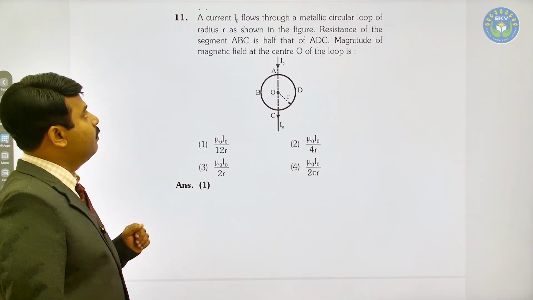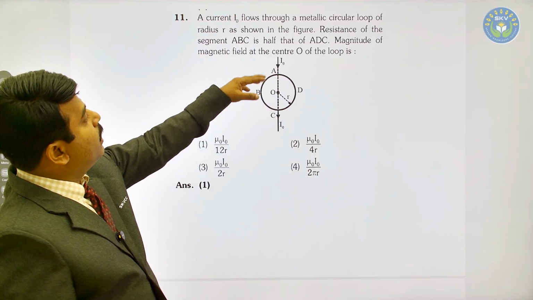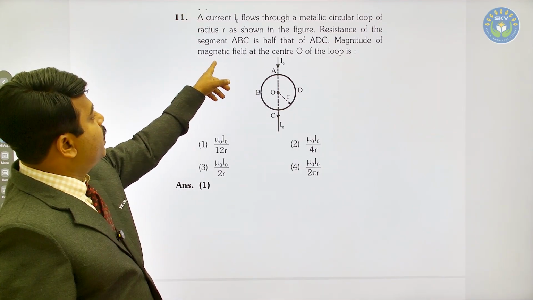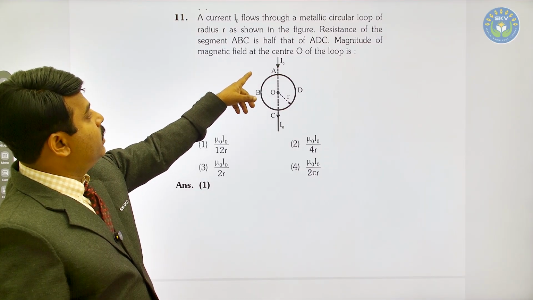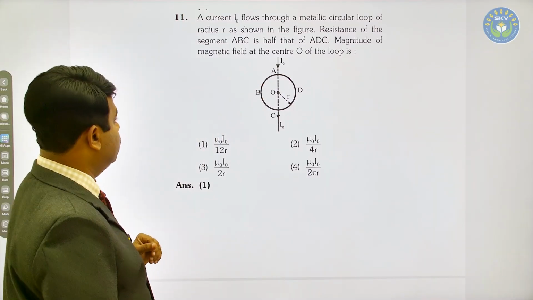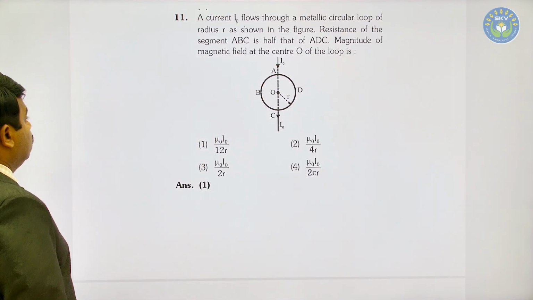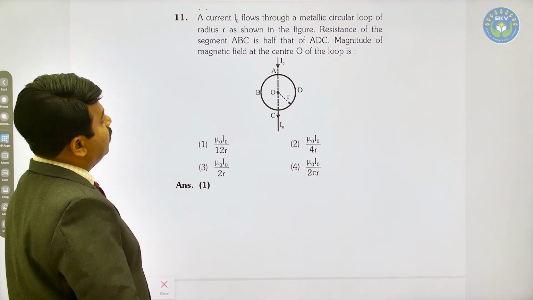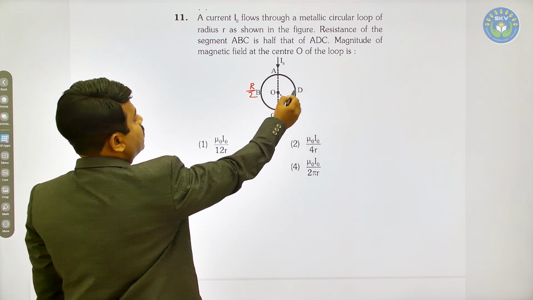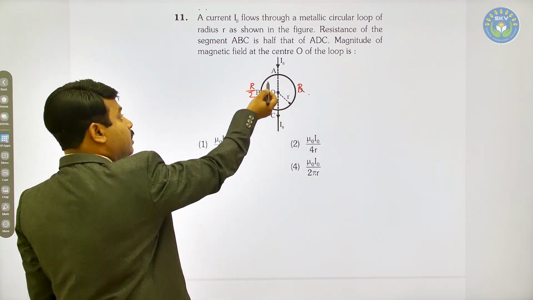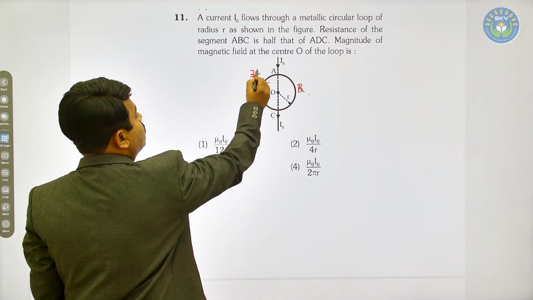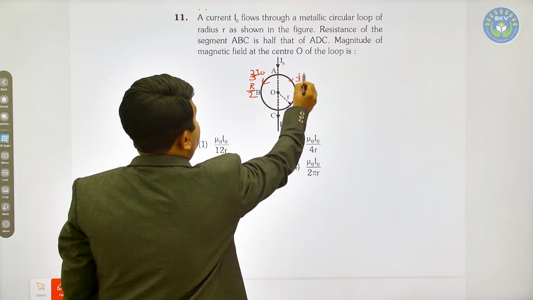Now, question number 11 is, a current I0 flows through a metallic circular loop of radius R as shown in the figure. The resistance of the segment ABC is half of that of the ADC. The magnitude of magnetic field at the center O of the loop is. Now see here, ABC resistance is given as half of ADC. That means this side resistance R by 2, this side R. Then double the part of the current flows through this, that means here 2 by 3 I0, and here 1 by 3 I0.